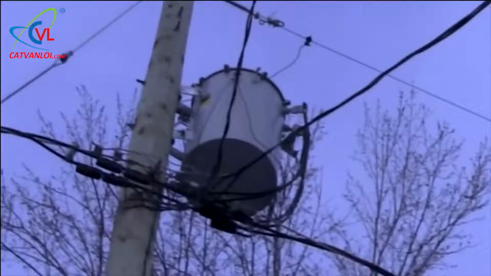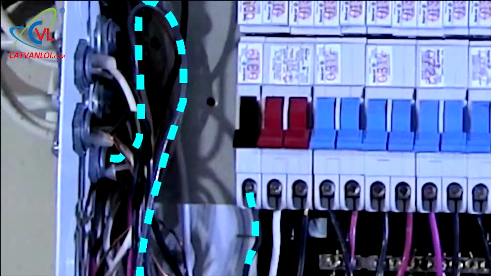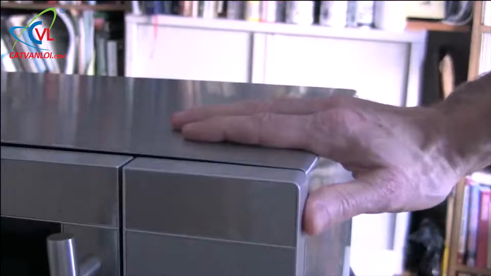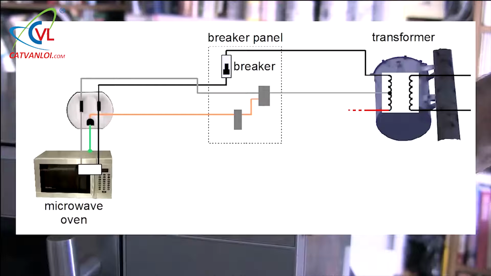However, since that path is such low resistance, the current will be very high. And remember that the hot path goes through a breaker in the breaker panel. The current will be high enough to trip that breaker, disconnecting the power, and making it safe to touch the microwave oven's case again. Let's look at it again, but on the diagram.